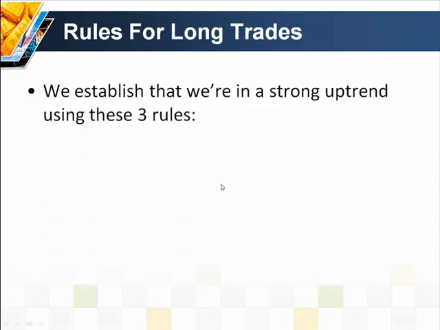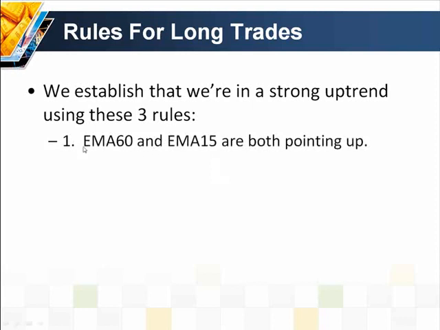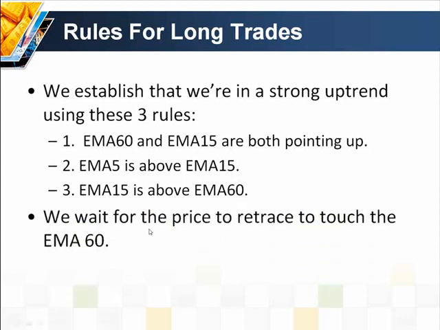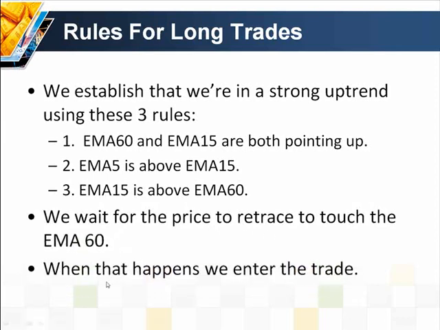So we establish first of all that we're in a strong uptrend using these three rules. The EMA 60 and the EMA 15 are both pointing up. That's the first criteria that must be met. The EMA 5 is above the EMA 15, and the EMA 15 is above the EMA 60. Once those three criteria are met, we determine that we're in a strong uptrend, and at that point we wait for the price to retrace to touch the EMA 60, and when that happens we enter the trade.